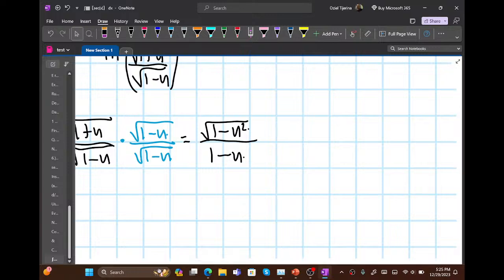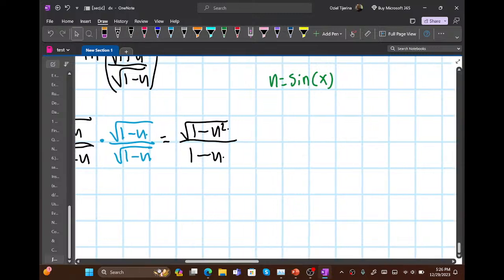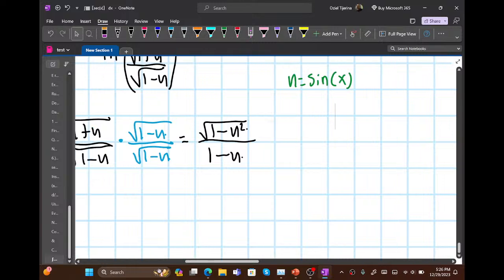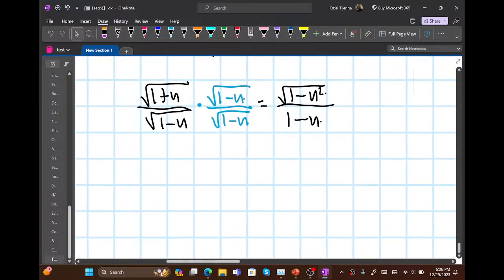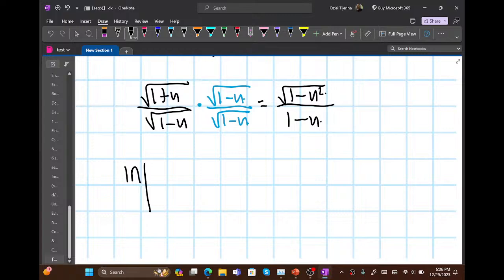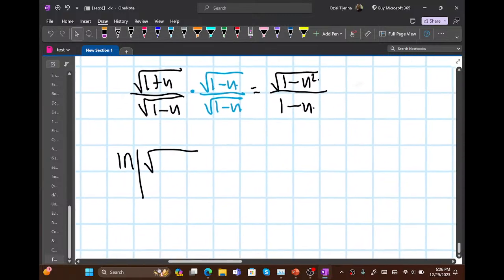U was sine theta, right? So, just remember, u was sine theta, or x, u was sine of x, whatever, right? Because I used theta when I did it on another paper, but I used x here, not theta. But anyways, this is really going to end up being the natural log of the absolute value of the square root of 1 minus sine of x quantity squared.